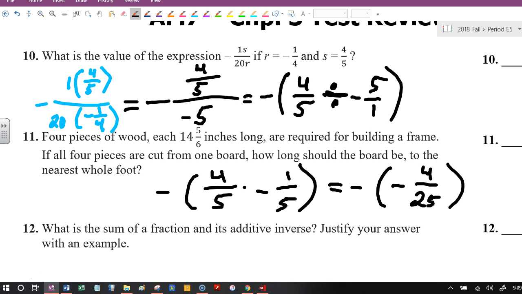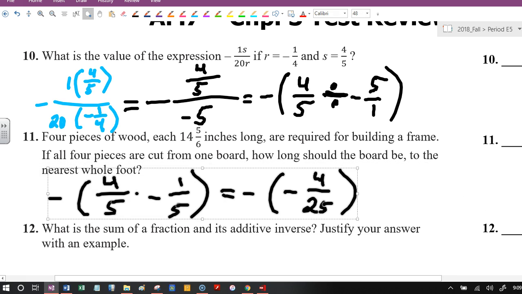Are we done? Yeah. The negative of negative 4/25. I think we have one more step. You think you know what it is? We have to do the double negative. Negative times a negative makes a positive.